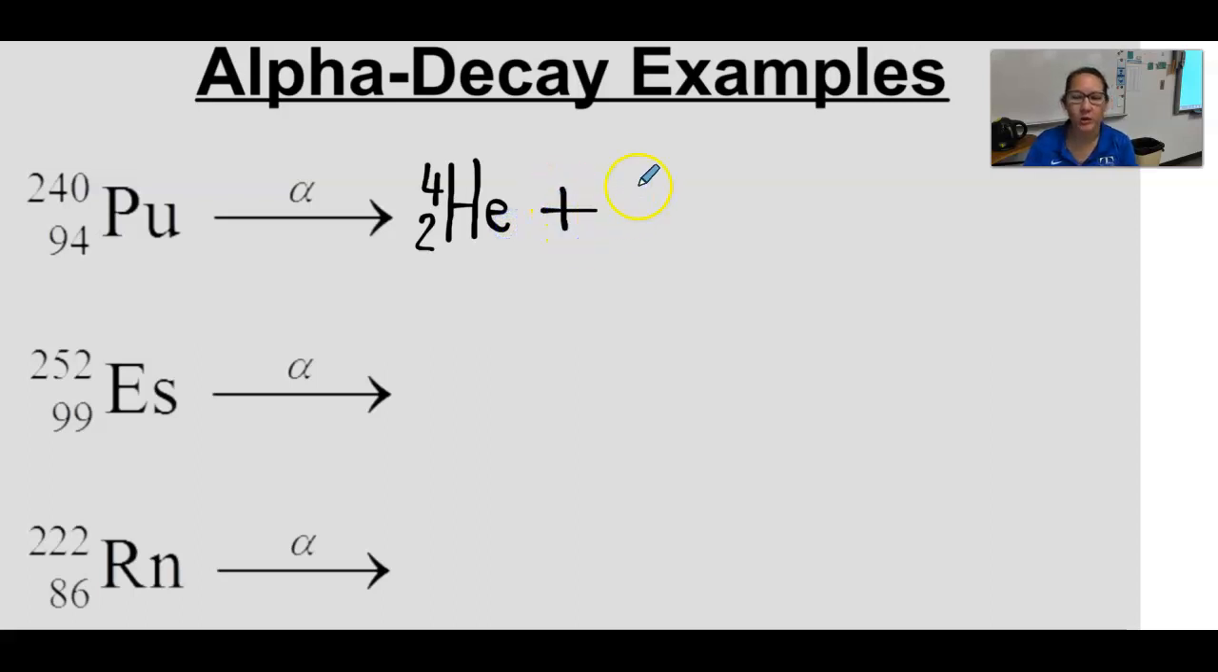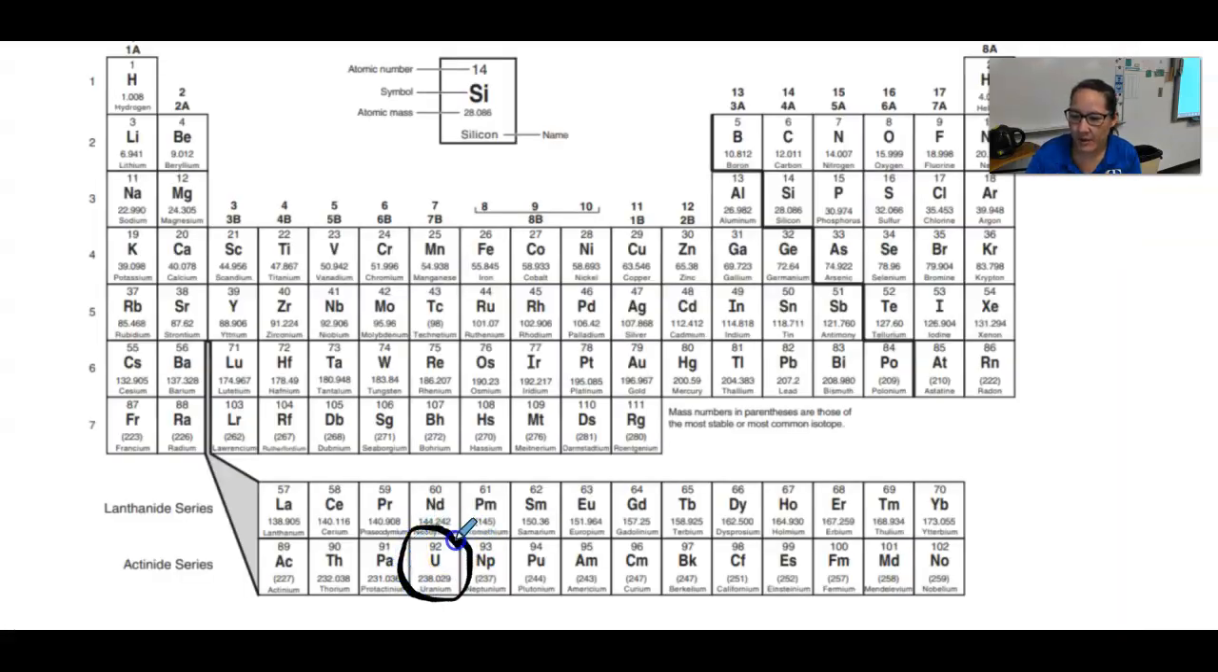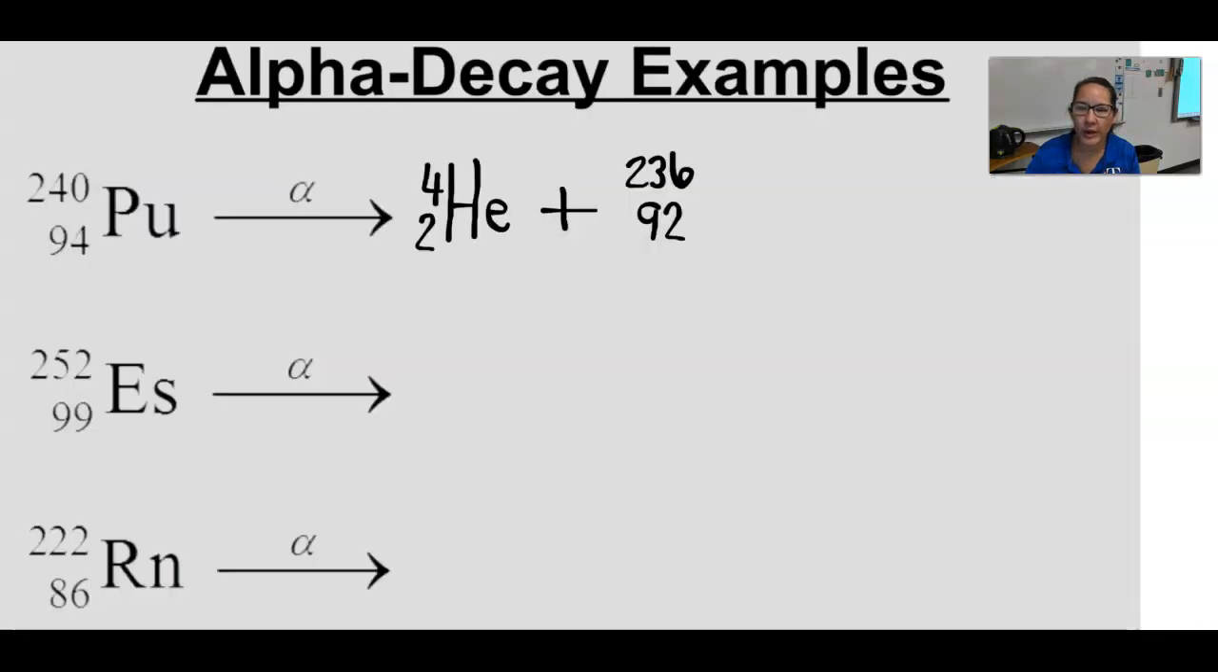Plus, we have to figure out what is the other particle. So remember, the mass is decreasing by 4, so instead of 240 minus the 4, I'm going to have 236. And the atomic number is going to decrease by 2 and go from 94 to 92. Now we go look up this atomic number on a periodic table. And when we look down here at the bottom, element number 92 is uranium. So we're going to put the symbol U for uranium right here.